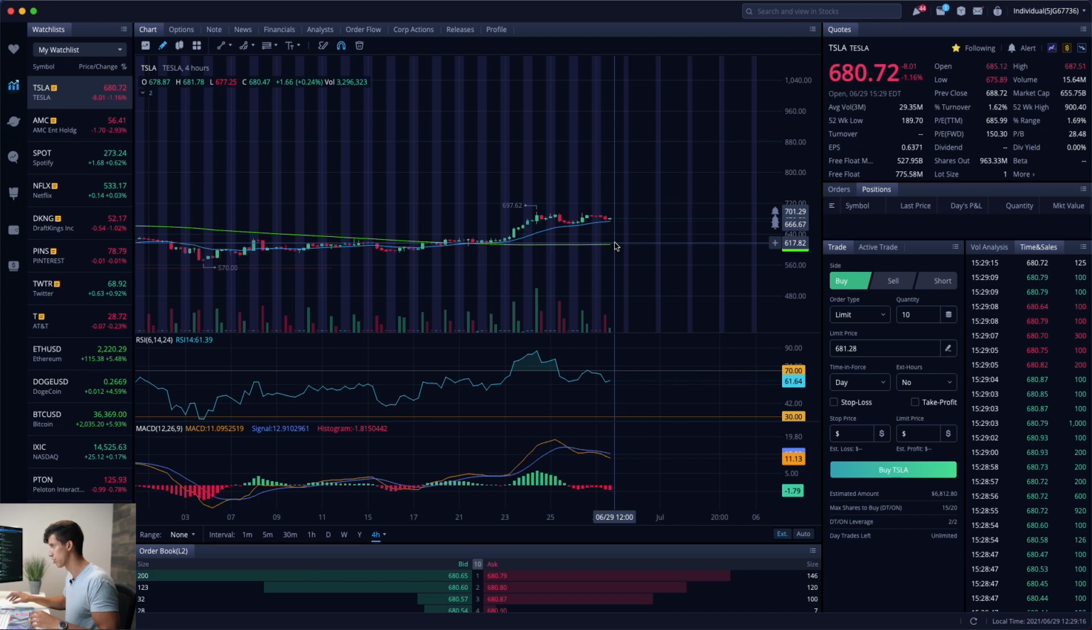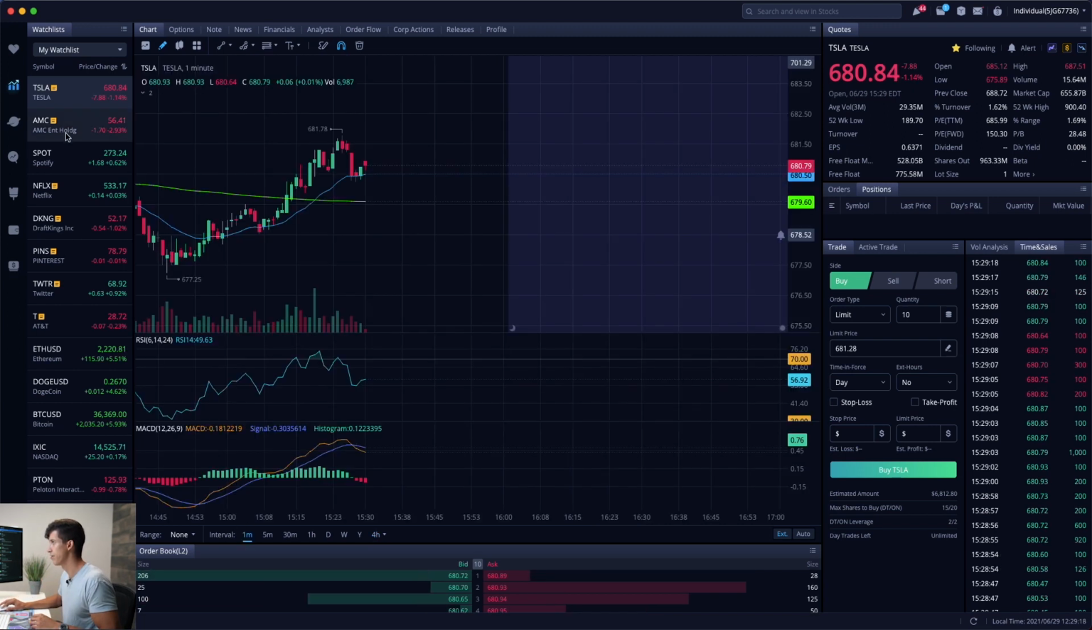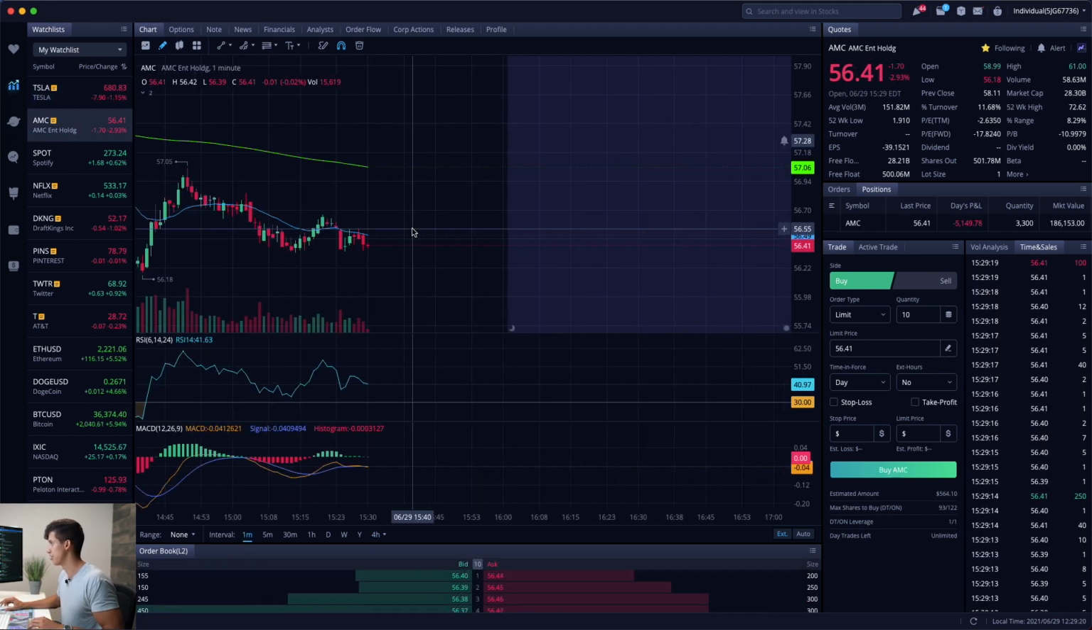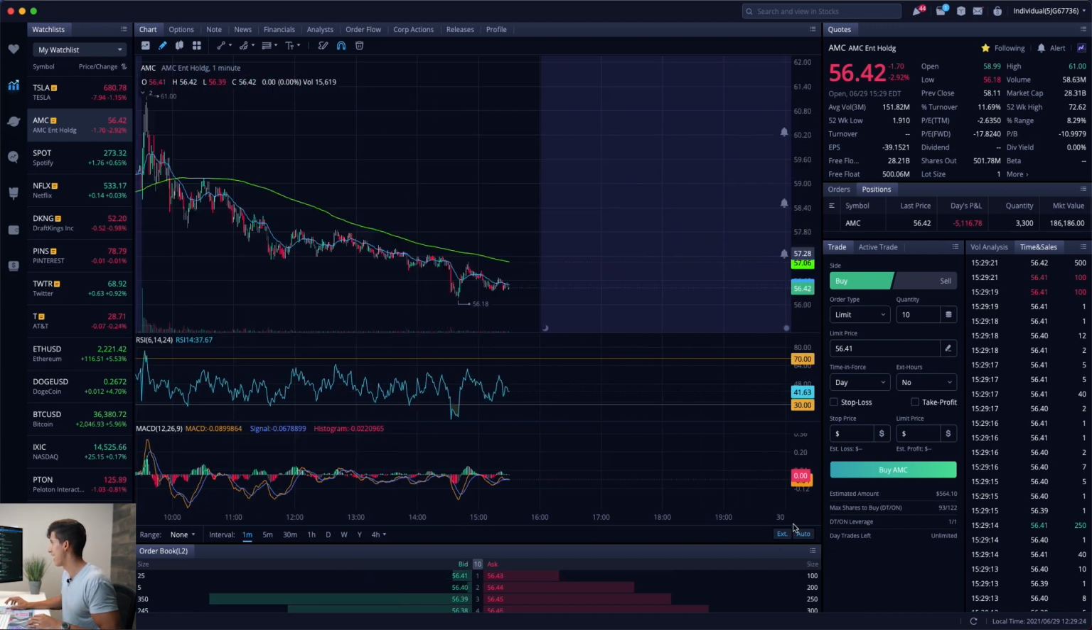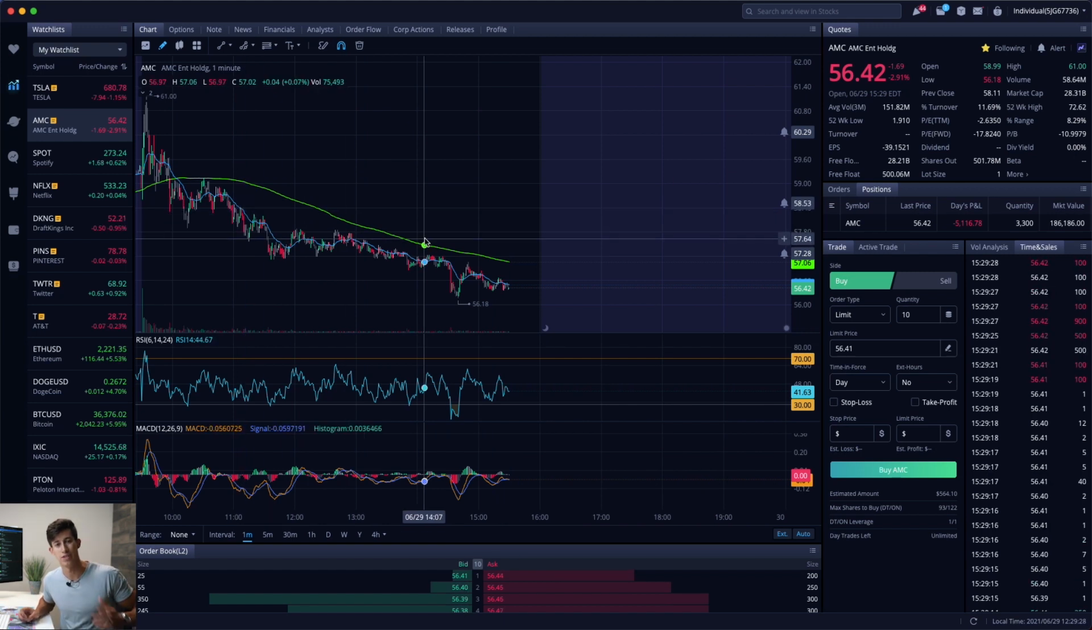The one where I definitely could have worked on and done a lot better is my AMC position, where I was able to see that the SMA line was also acting as a resistance level and that it was really just making lower highs and lower lows. I should have been quicker to reduce my position size so I can buy back at the lower levels.